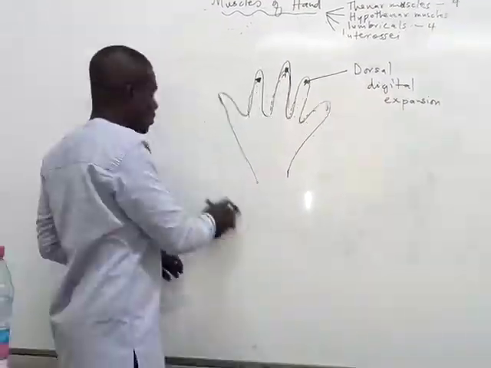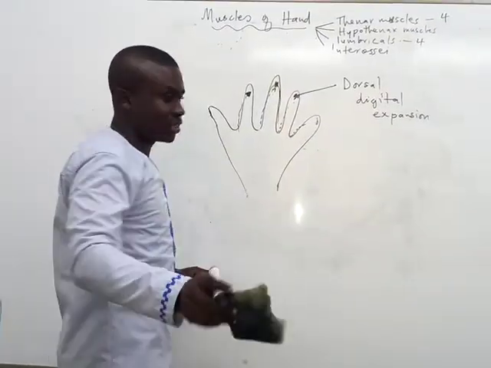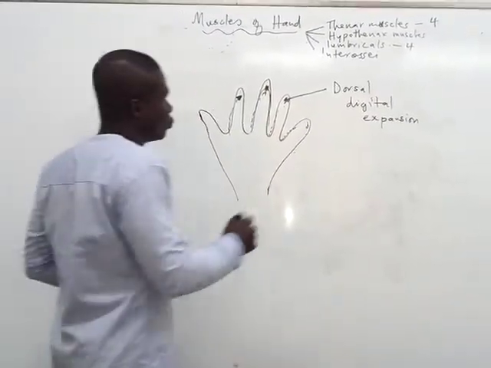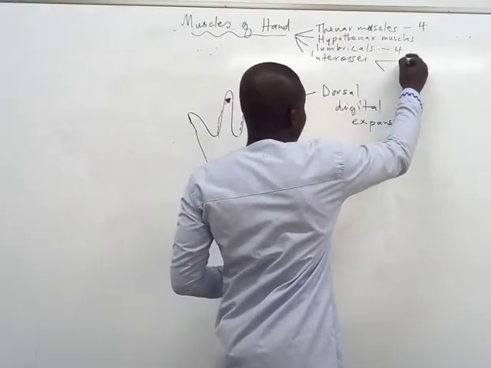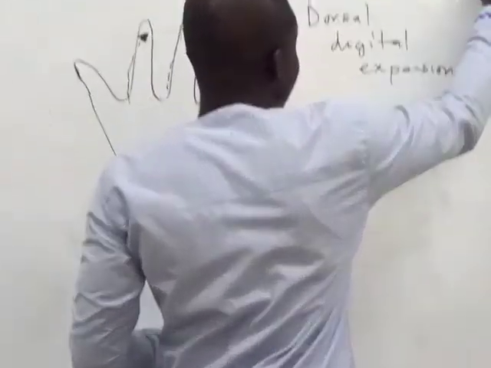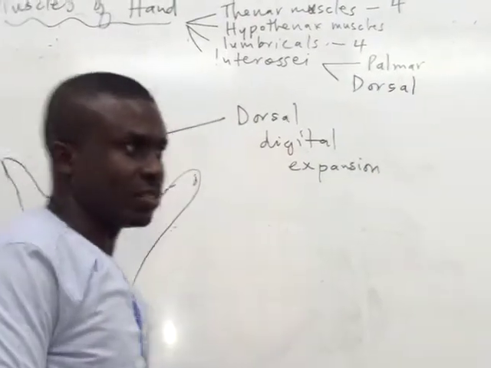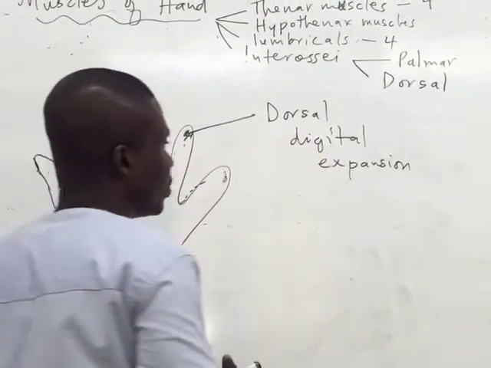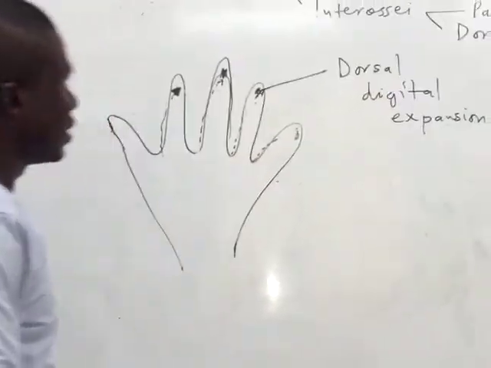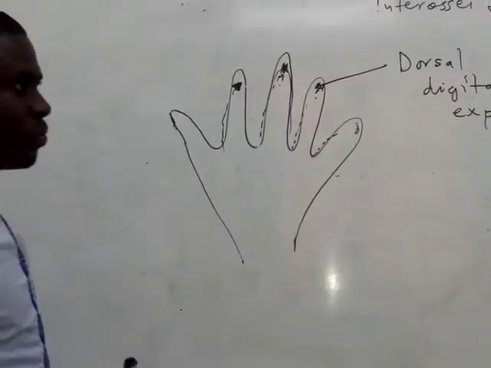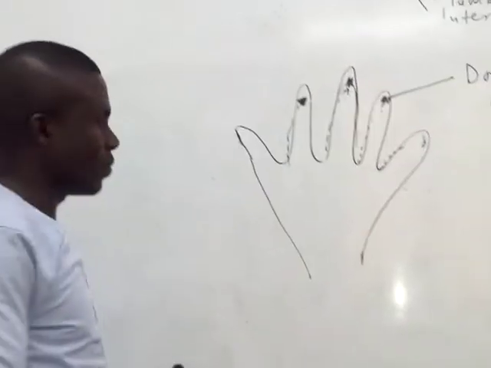Okay. We want to look at the interosseous muscles. Now the interosseous are organized into two: we have what we call palmar interosseous and dorsal interosseous muscles. Now the palmar interosseous muscles, which we are going to learn first, can be 3 or 4 in number. Let me go with the 4 and explain.